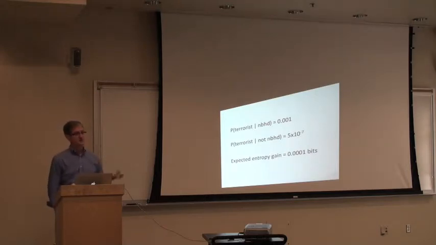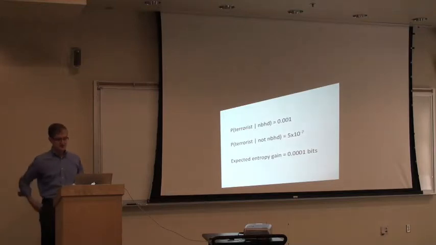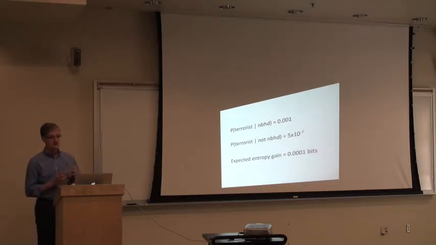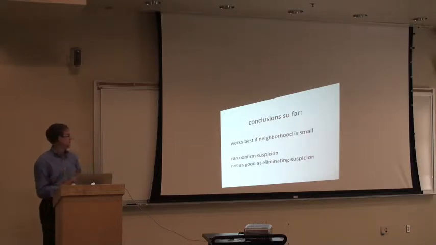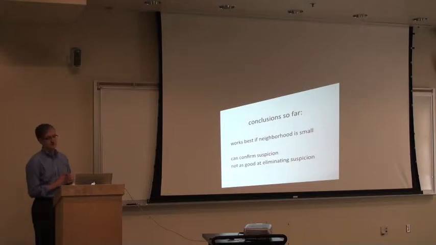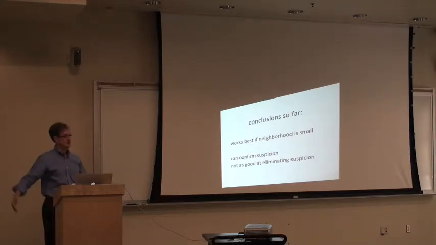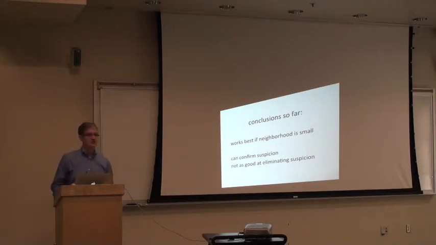And so that makes sense, right? If you start with no knowledge, you don't really get much out of this because of the way the grid lines up. It's only where you have a prior which puts you substantially above what you think for a random member of the population that you really get any kind of strong confirmation power. All right, so what do we see so far? This works best if the neighborhood is relatively small. It can work for confirming suspicion. You can go from 20% to 99.6%. But it's not as good at eliminating suspicion. Even with the 20% prior, if Bob's not in the near neighborhood, you're still above 10% on the probability that he's a bad guy. And this is more or less what people who are involved with the program will say off the record.